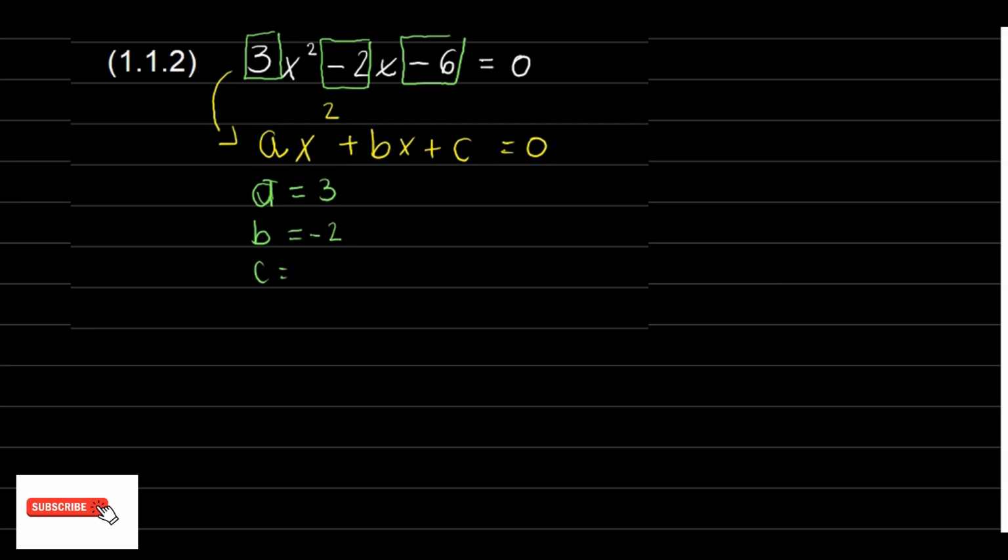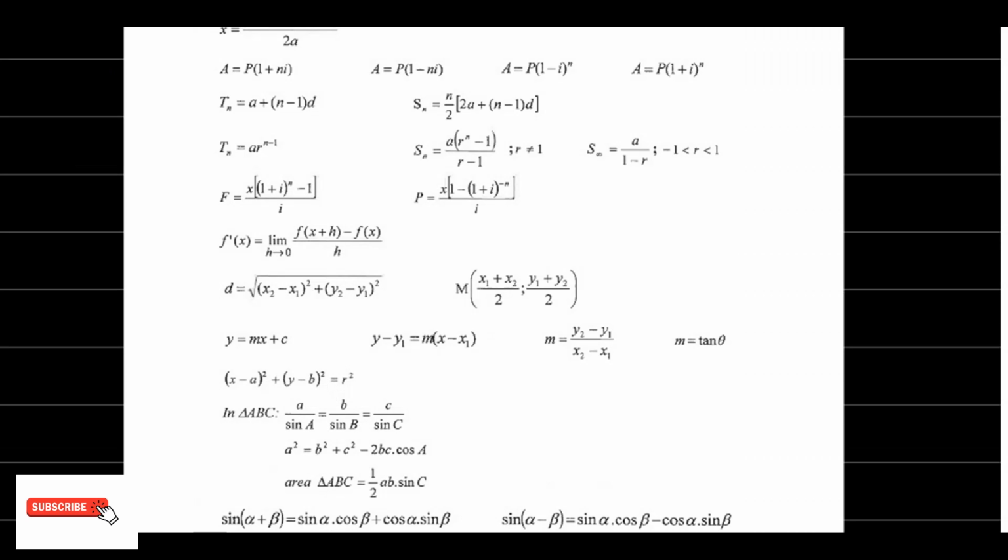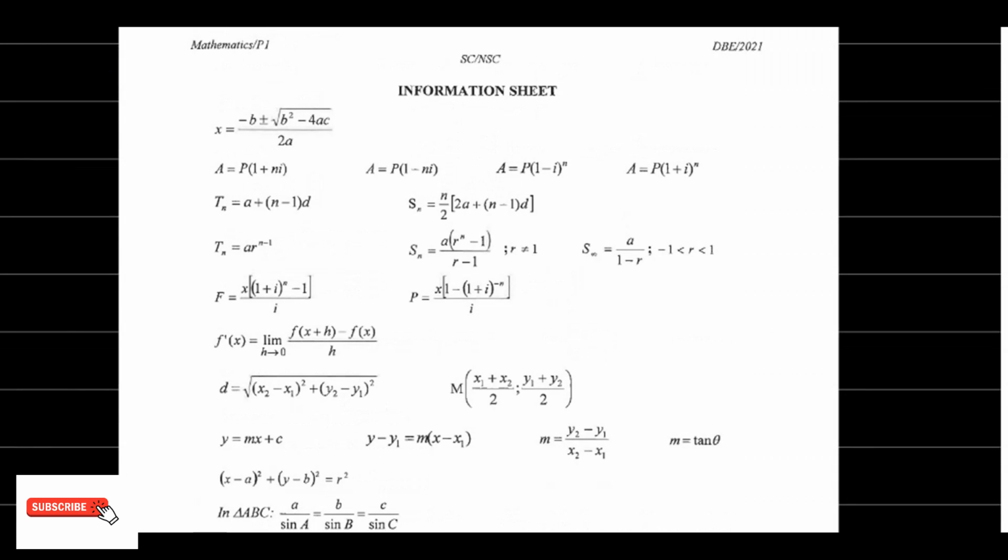Okay, so that's that. And then we are simply going to substitute these values into our quadratic formula, which is given to you guys in your formula sheet. Okay, so I'm just going to show you guys where you can get it in your formula sheet. So as you can see, that's your quadratic formula that's given to you in your formula sheet. So you don't have to stress yourself about remembering the formula, but I always advocate for learners to just remember these things so that it makes your life simpler and easier.